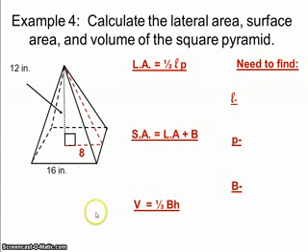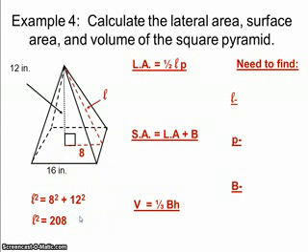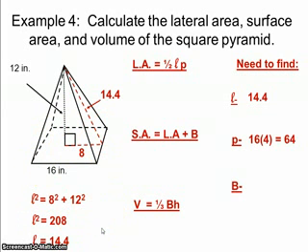and we're going to make that 8 because it's halfway across, and we're trying to find L right there. So we'll plug that into the Pythagorean theorem and come up with 14.4 for the slant height. So I'm going to just go ahead and move that up there now that we have it. And let's look at the perimeter. Again, the perimeter is the distance around the base. So that'll be 16 times 4. That'll give us 64 inches for the perimeter.